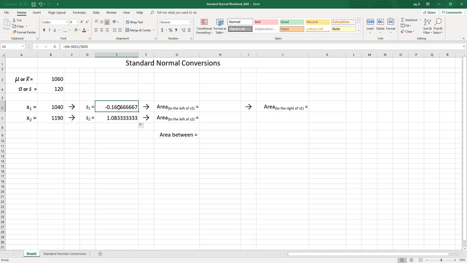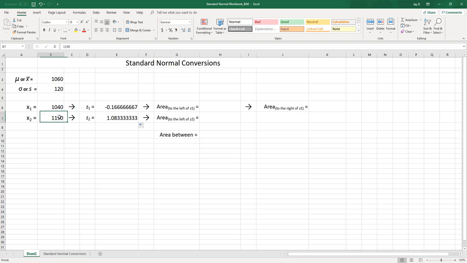Before I go to the diagram also, let me explain something that hopefully will make sense to you. If I take a look at 1060, and remember, I brought that 1060 all the way down to 0. I just shifted the whole curve over. Since 1060 is 0, and here I have an x value of 1040, the question you should be asking yourself is, does this negative z value make sense? And the answer is it should, because 1040 is to the left of 1060, just like any negative number is to the left of 0.